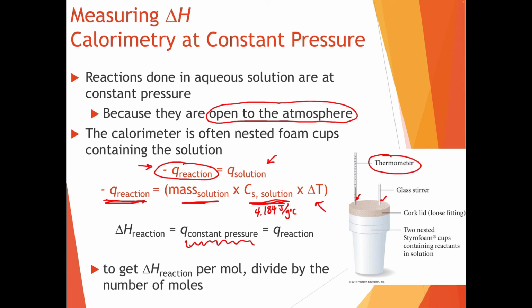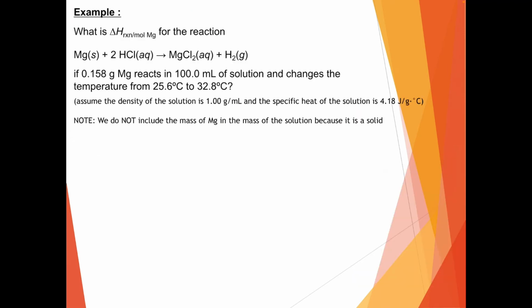So we'll have the mass of our solution, specific heat of our solution, and change in temperature. Using all of that, we can calculate how much heat was released by the reaction, and then we can use that to calculate our delta H of the reaction by dividing our Q by moles. So we'll see an example of this right now.